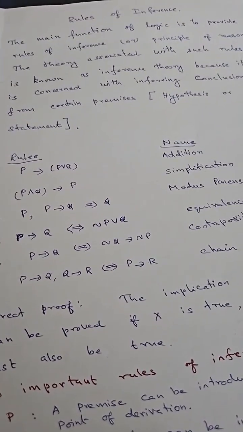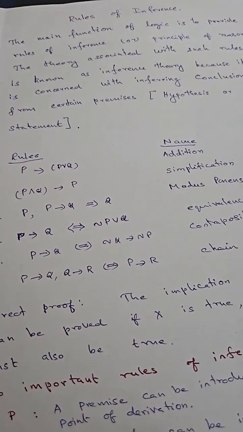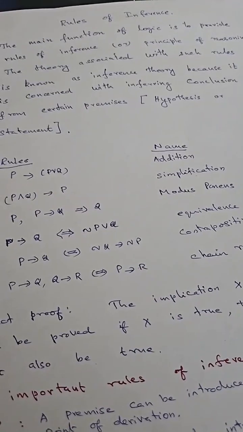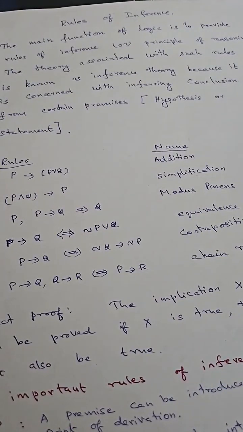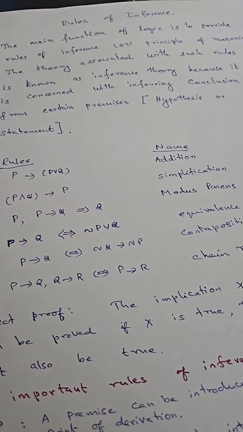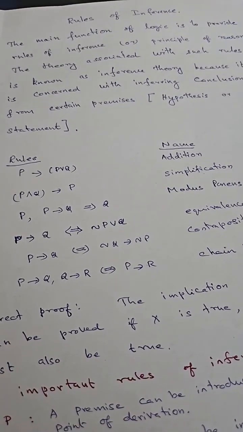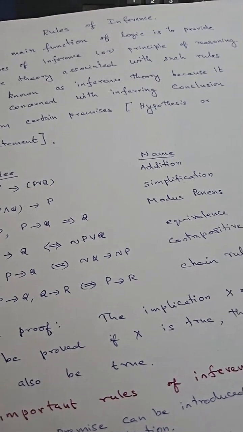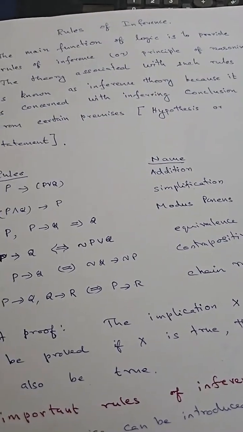Then the next rule is P implies Q, which is equivalent to negation P or Q. This is an equivalence, which we also use often in theorems. If P implies Q is true, then negation Q implies negation P is true. That is, P implies Q is equivalent to negation Q implies negation P. This law we call the contrapositive law.